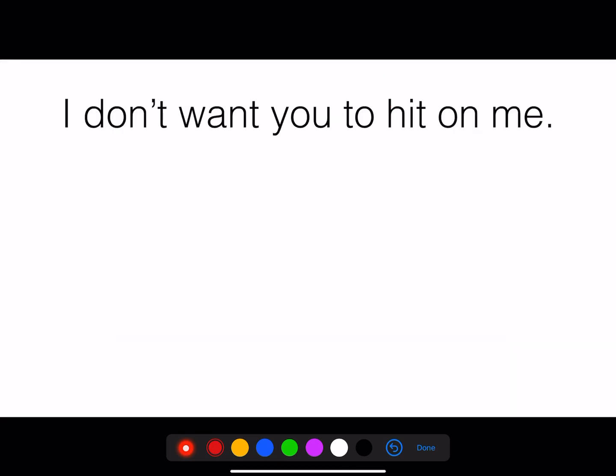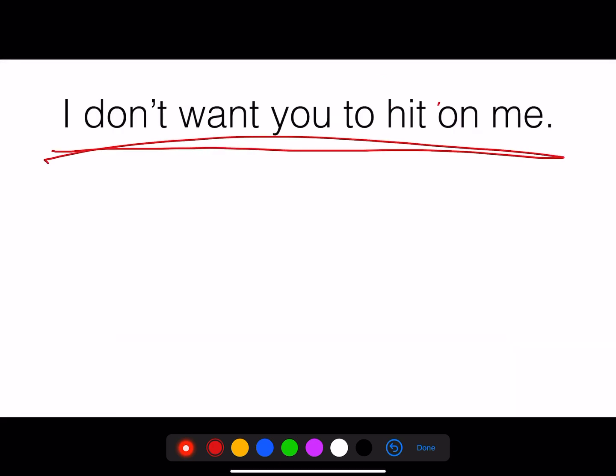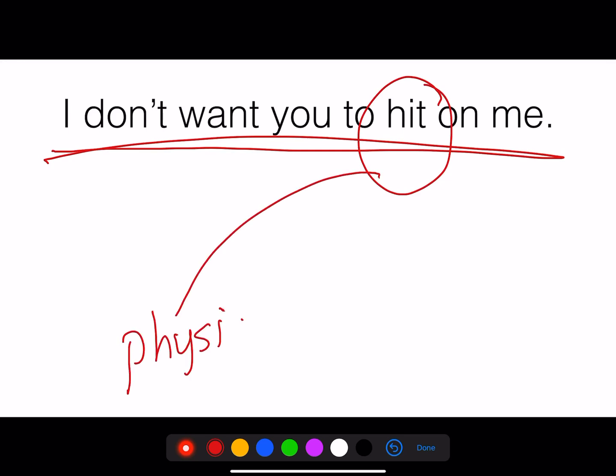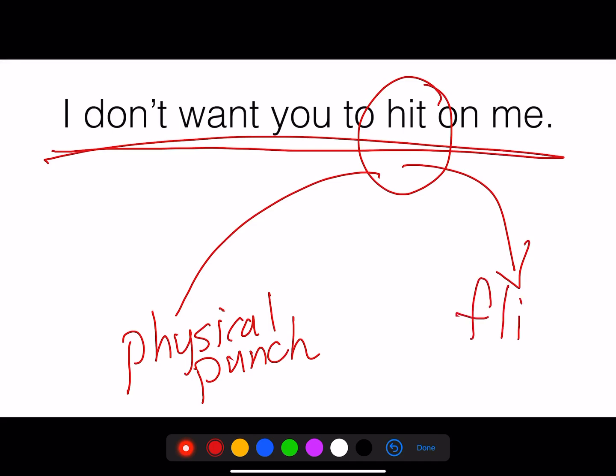All right, I don't want you to hit on me. All right, so hit could actually mean a physical punch, which would be a super negative, or hit on me could mean flirt, which is a totally different connotation.